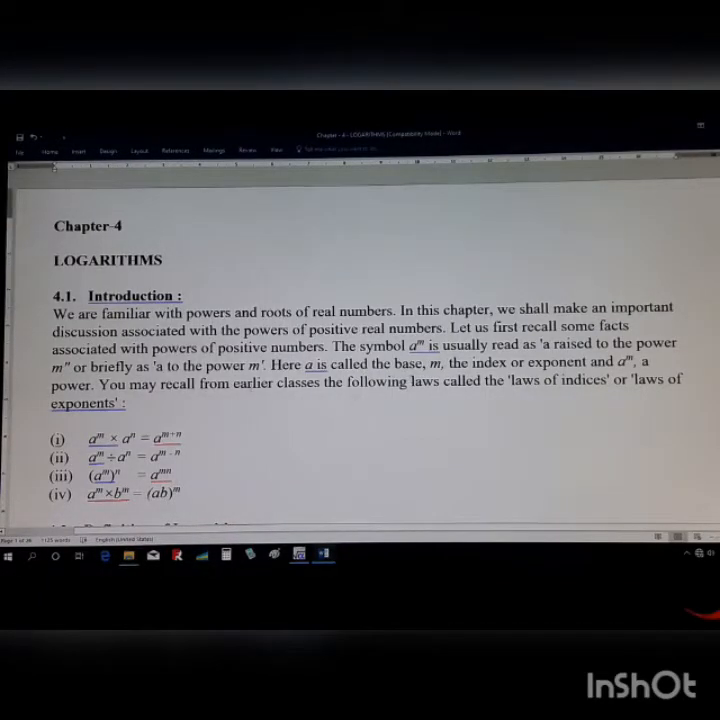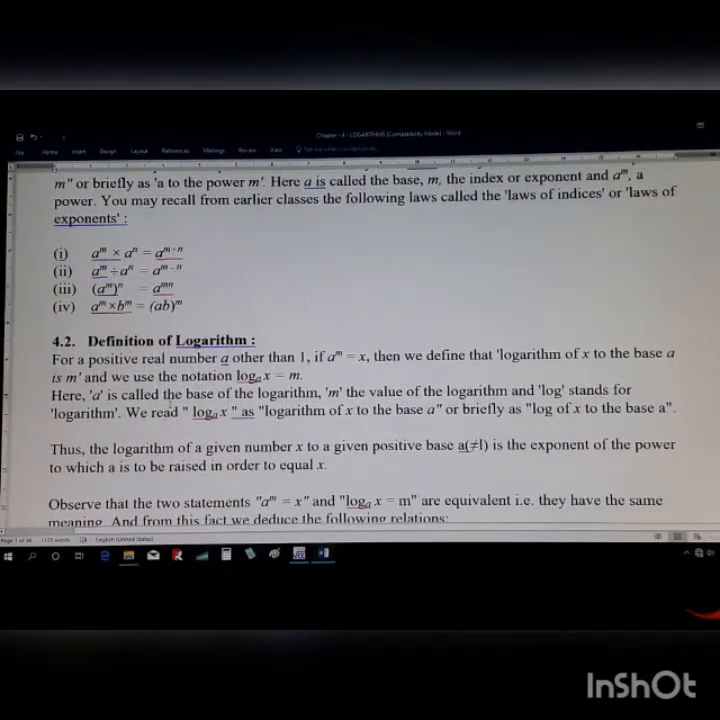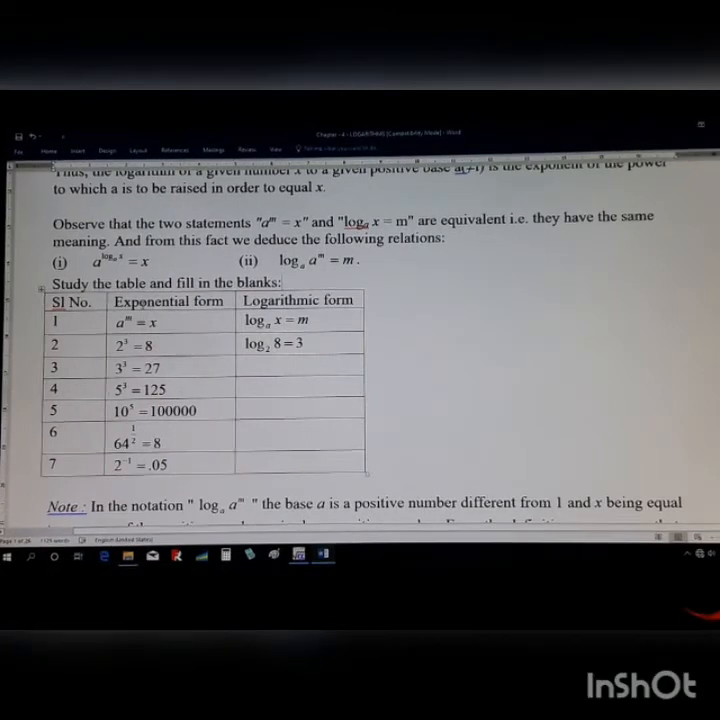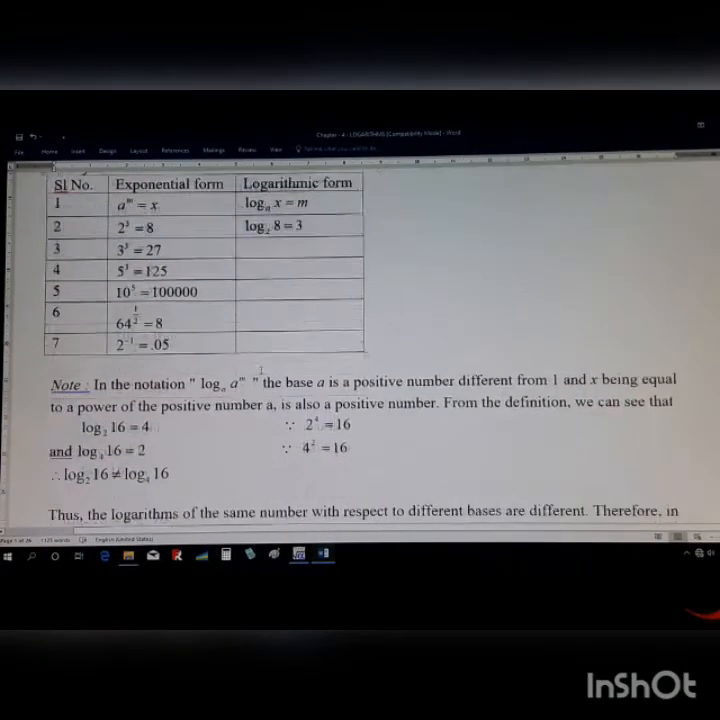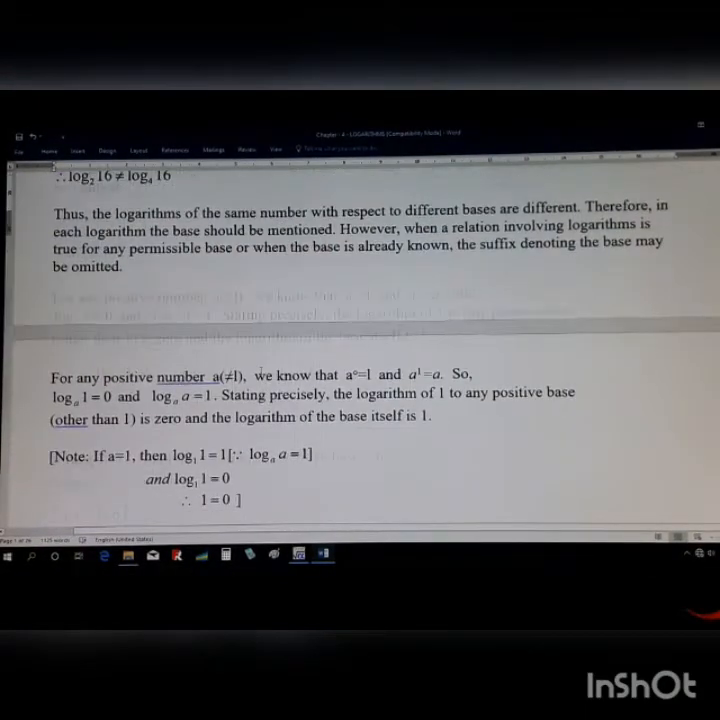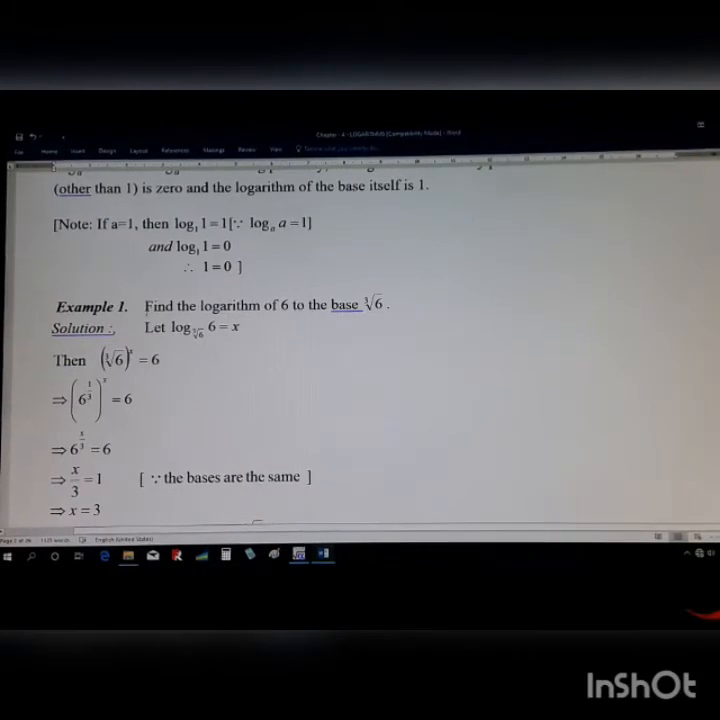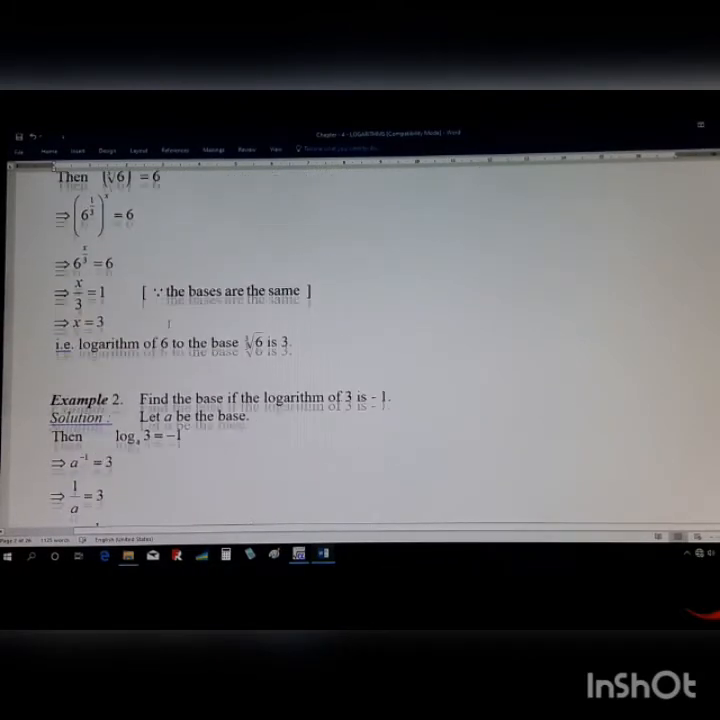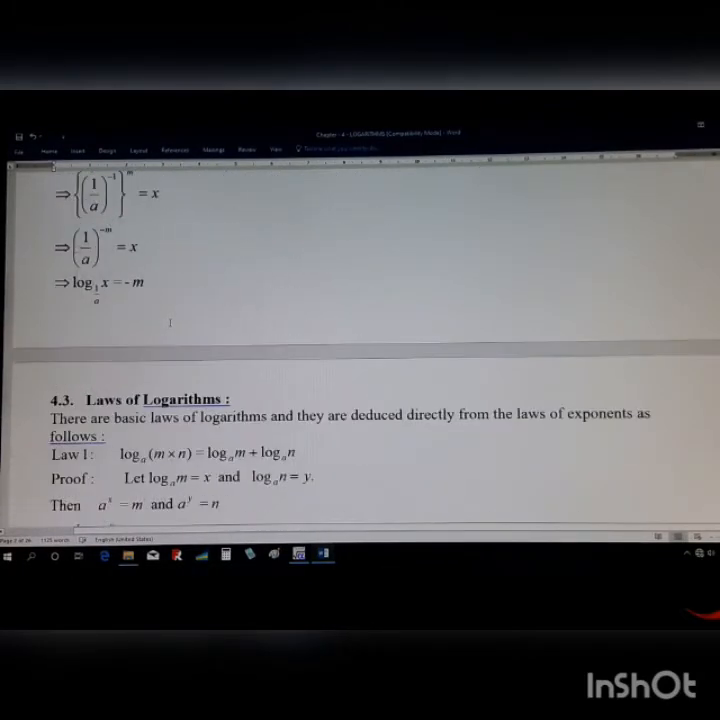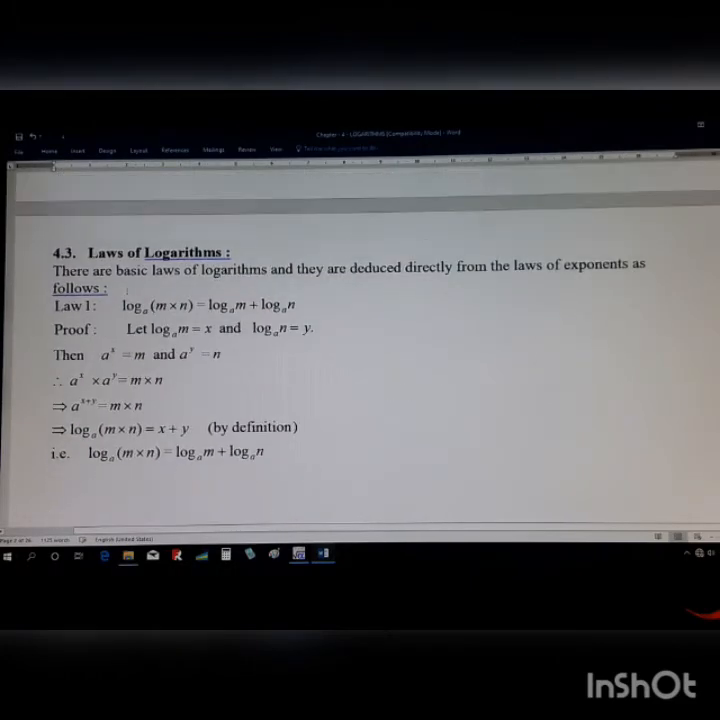Class 9 Higher Mathematics, chapter number 4, Logarithm. In this chapter, we are going to study the laws of indices, at the same time how it is related to logarithm. Then after that, we will go to the definition, then we will compare the exponential form and logarithm, then we will go to the examples, then we will try to prove some of the important laws of logarithms.